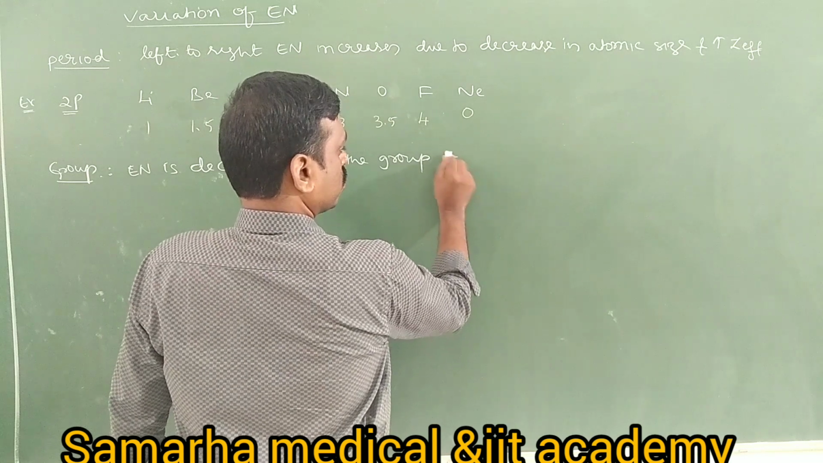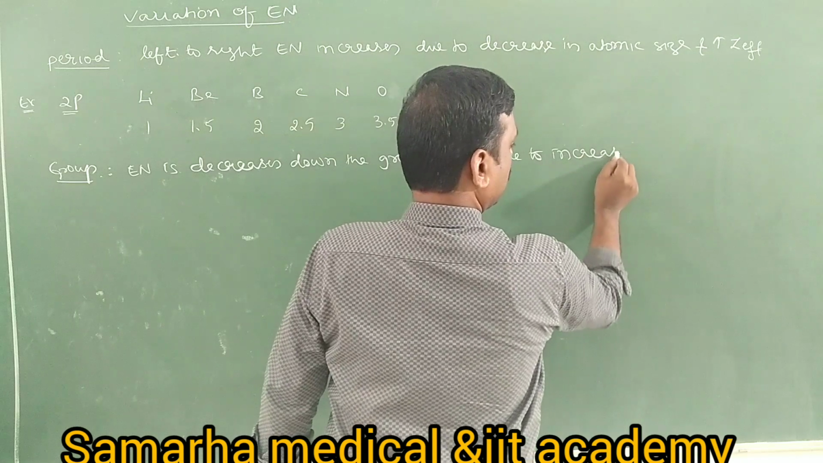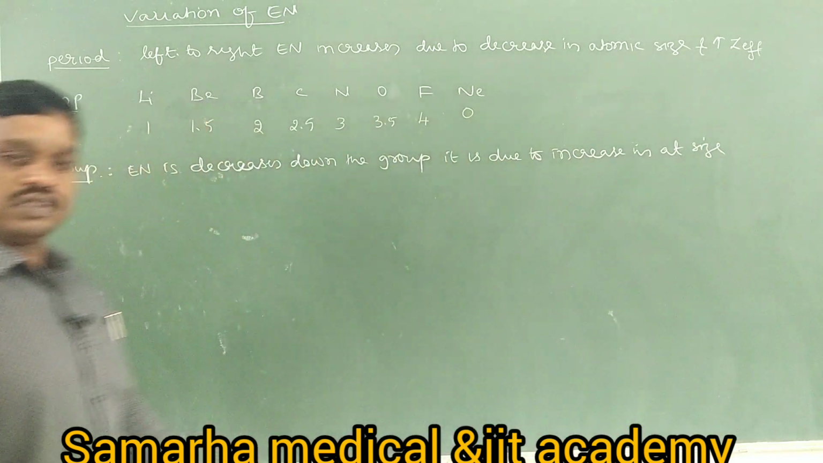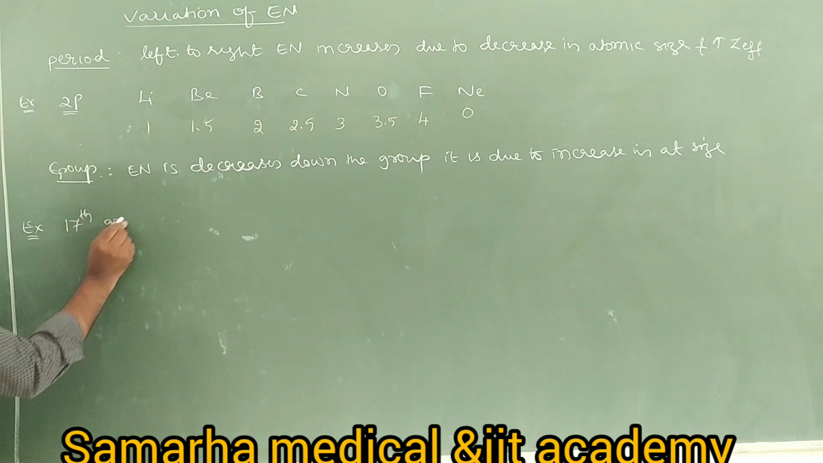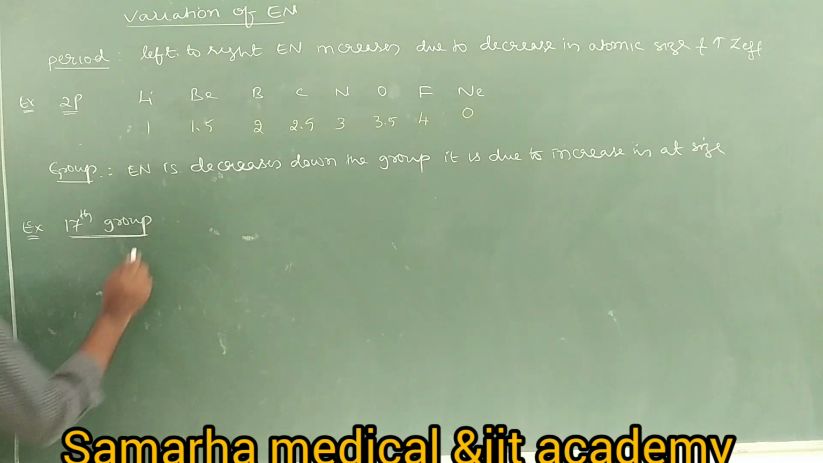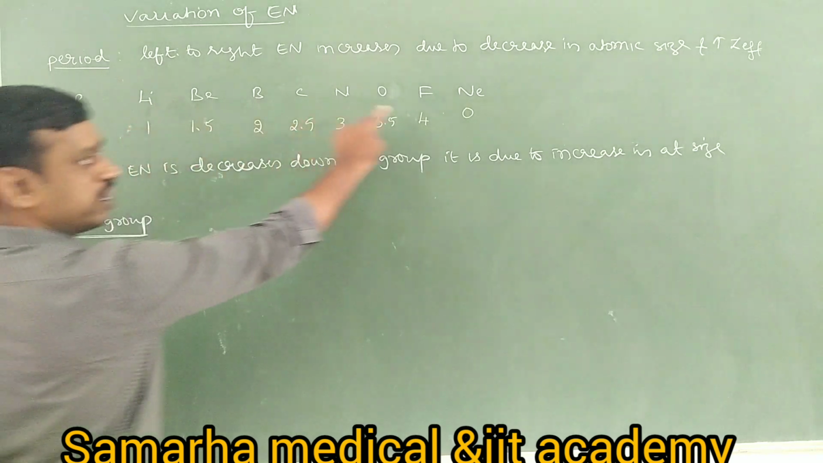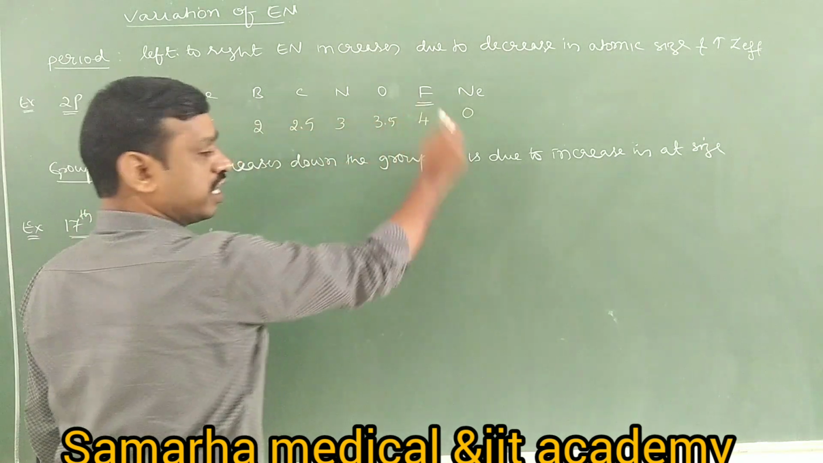It is due to increase in atomic size, right? Since atomic size increases, electronegativity decreases. So let us take the example of 17th group elements. We know that the 17th group elements have the highest electronegativity, because electronegativity increases from first group to 17th group. So the first group has the least electronegativity, the 17th group has the highest.